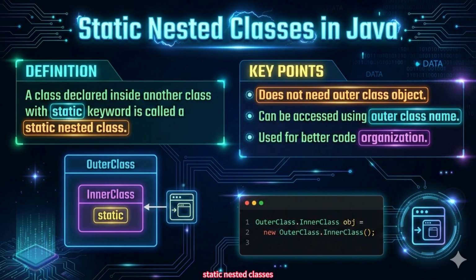Static nested classes. A class declared inside another class with the static keyword is called a static nested class. Key points. It does not need an outer class object. Can be accessed using the outer class name. Used for better code organization. Static nested classes help in logically grouping related classes together.